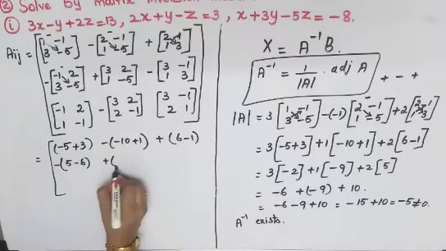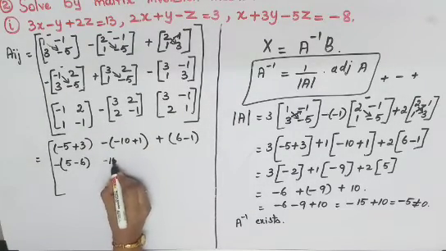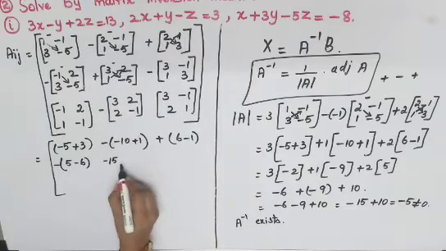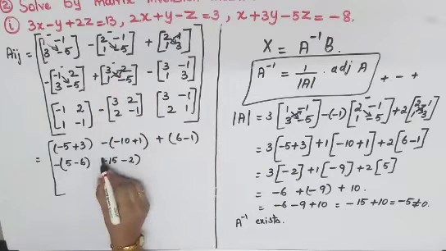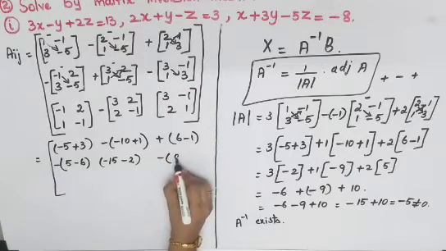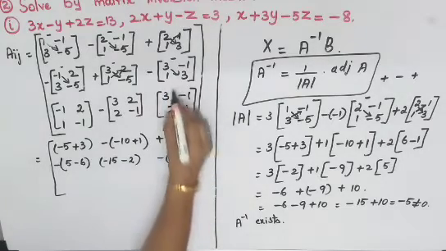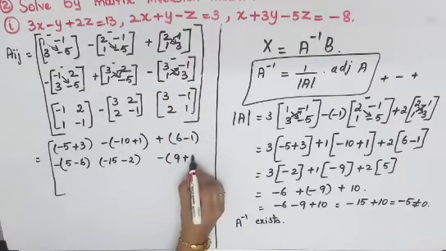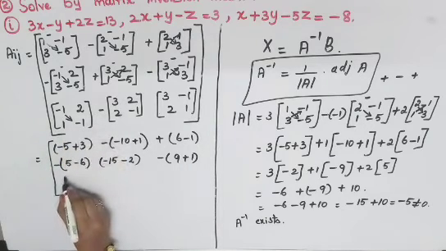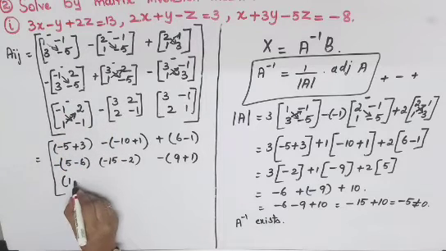Then plus, open your bracket. 3 into minus 5 is minus 15. Then 2 ones are 2, minus will be there, so minus 2. Minus, open your bracket. 3 threes are 9. Minus from the format, so minus and minus will become plus. 1 ones are 1. Again minus 1 and minus 1 will become plus 1. Then it is 2 with minus, so minus 2.